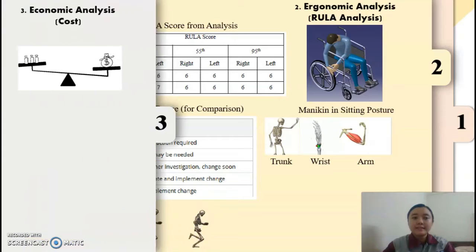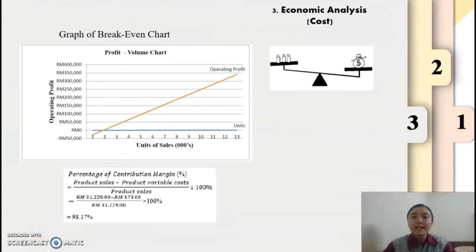The third analysis is economic analysis, which analyzes the cost usage of this product. As referred to the graph of the break-even chart, we can conclude that the percentage of contribution margin of this product is about 98.17%, which is almost closer to 100%. This indicates that this product has a profit that is manageable to cover the operating costs.